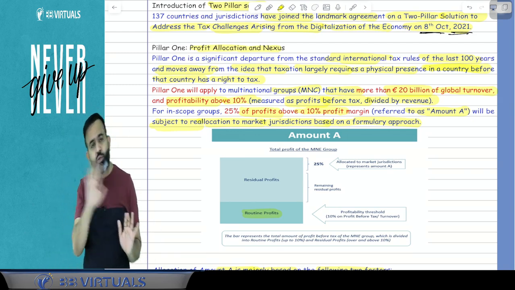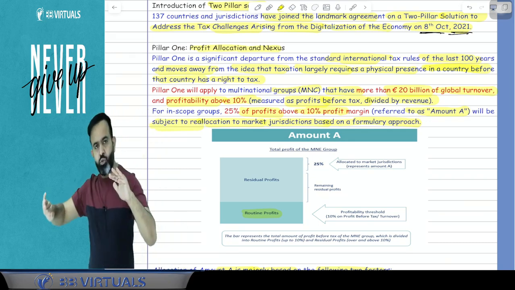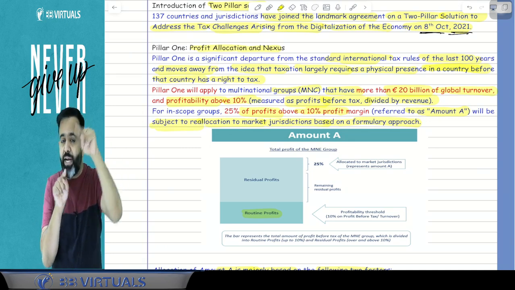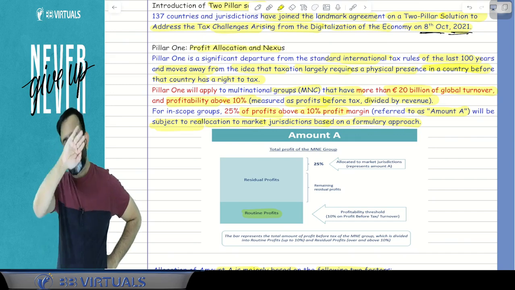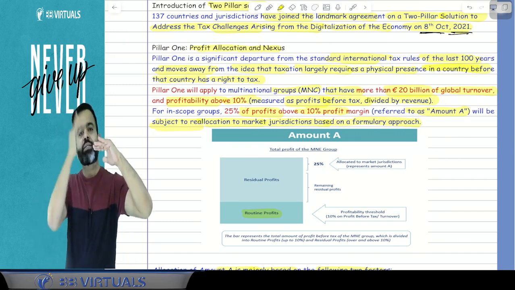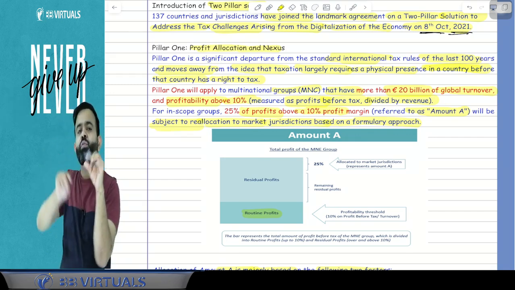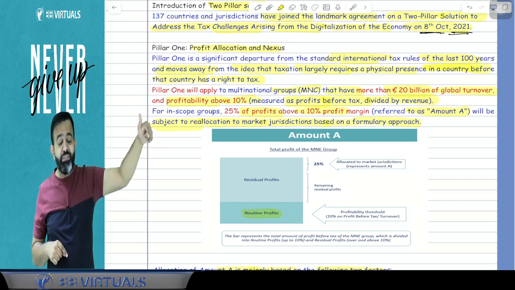If both conditions are satisfied, and suppose their profit is more than 10%, then 10% is routine profit, and profit is profit before tax divided by revenue. If that is more than 10%, 10% is routine profit. Now in excess of 10%, whatever excess profit, out of that excess profit, 25% profit will be allocated to the different countries. But which country will get that profit?